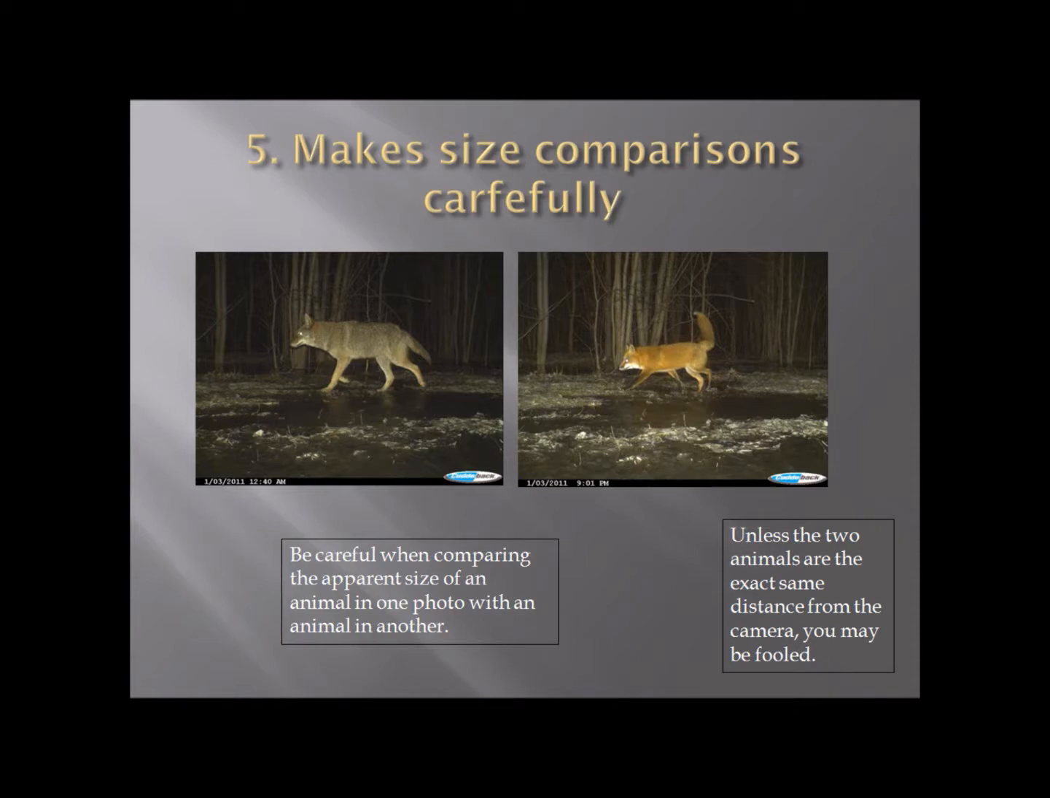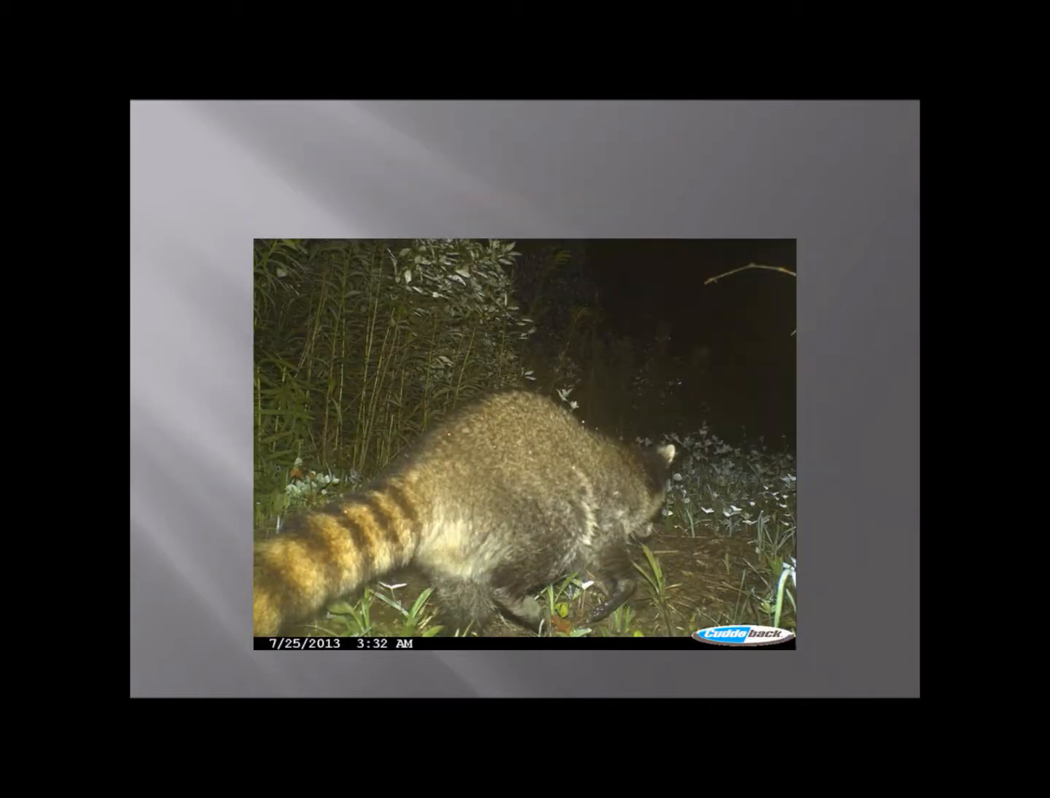Here's a few images from many years ago when we had cameras that had incandescent flash, so we had white light and color photos at night. The coyote on the left and the red fox on the right I feel are exactly the same distance from the camera, so we can make an accurate comparison between the size of these two animals. If they're not the same distance from the camera, forced perspective is going to give you an inaccurate comparison of size.